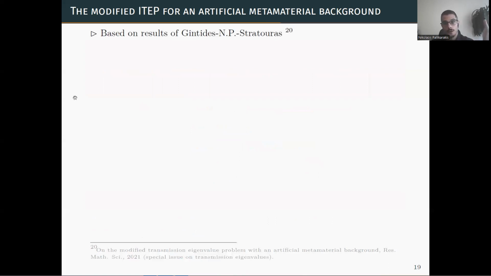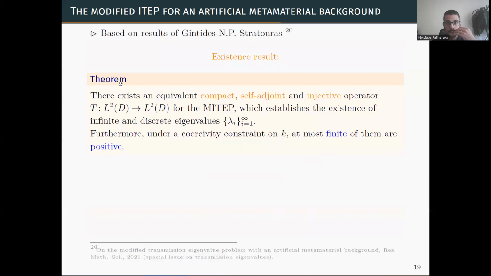So in the following, I present some results in the paper we had with Drossos Gintides and Kyriakos Stratouras in this case of the artificial metamaterial background. And for these results, I have to note that they are for general domains. I haven't assumed any symmetries so far, and they are the general existence result for this problem.